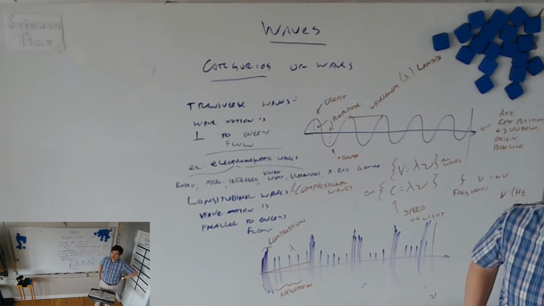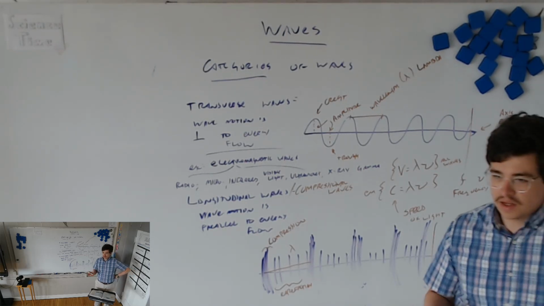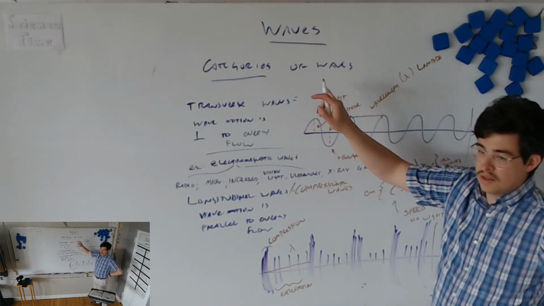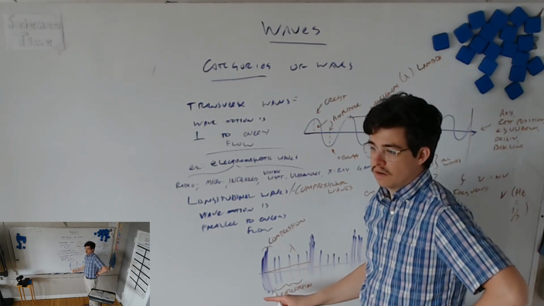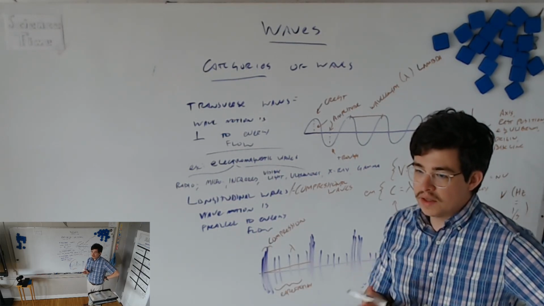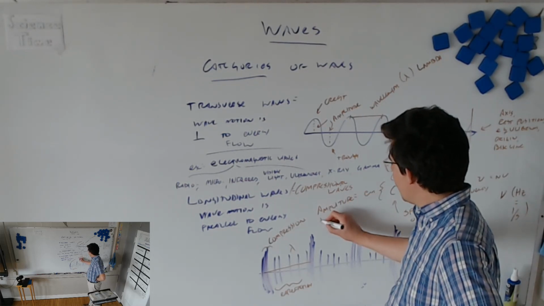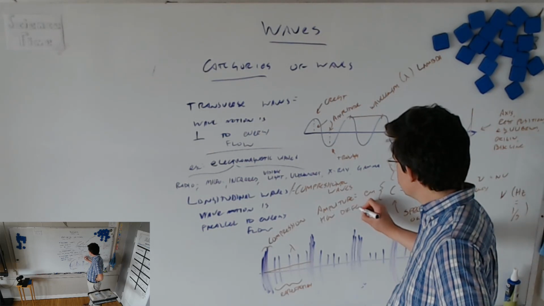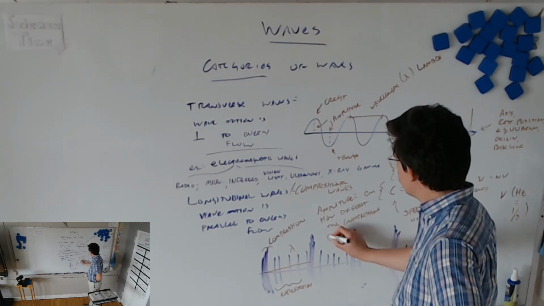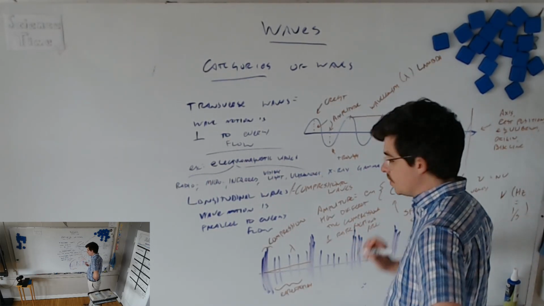How would the amplitude be in this, do you reckon? In the transverse wave, the amplitude was the distance from baseline to the top of the crest. What is it like in this one? Amplitude in this is how different the compressions and rarefactions are. How different they are.